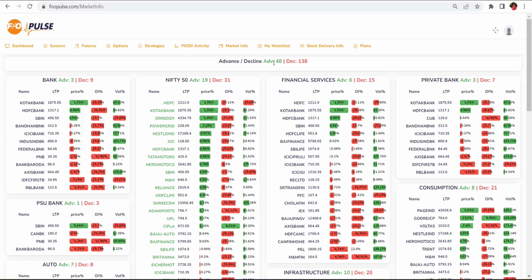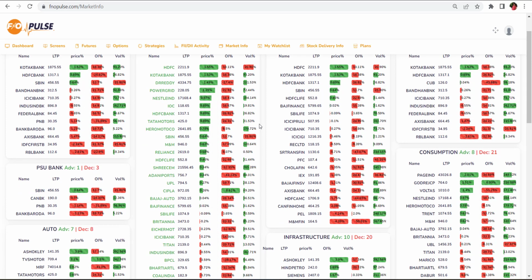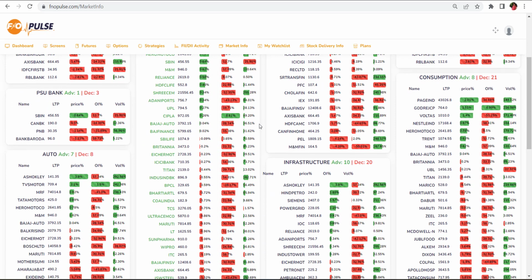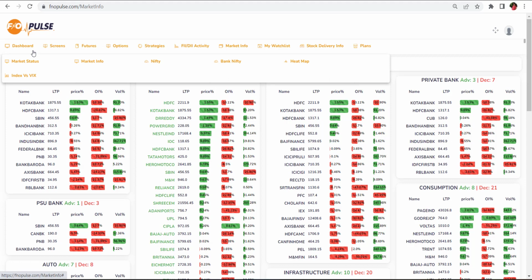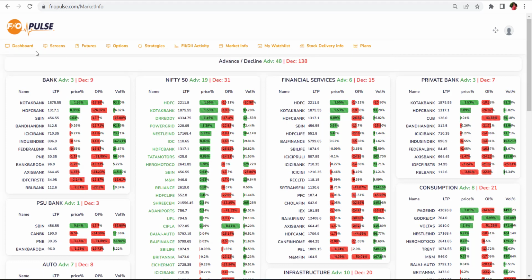The total advance decline at the end of the day: advance is 48 and the decline is 138. Sector-wise, advance decline is segregated here. According to the sector, you can understand how the market is performing for the day. The next screen we're going to see is about Nifty.